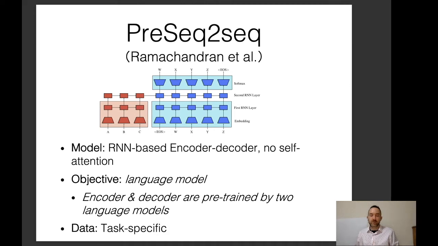So there's a bunch of pre-training methods, and the first pre-training method that I'm aware of that was used for sequence-to-sequence tasks was a paper by Ramachandran et al. Basically, what the model does is it trains an RNN-based encoder-decoder model, and the objective is just a left-to-right language modeling objective. So the encoder and decoder are pre-trained using two left-to-right language models using standard objectives. The data that was used here was task-specific, so they used different data depending on the output that they wanted to apply to.